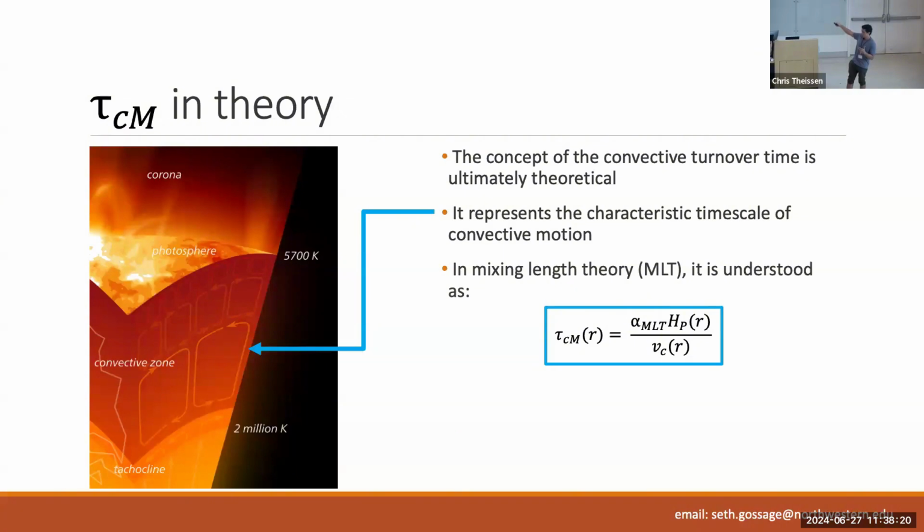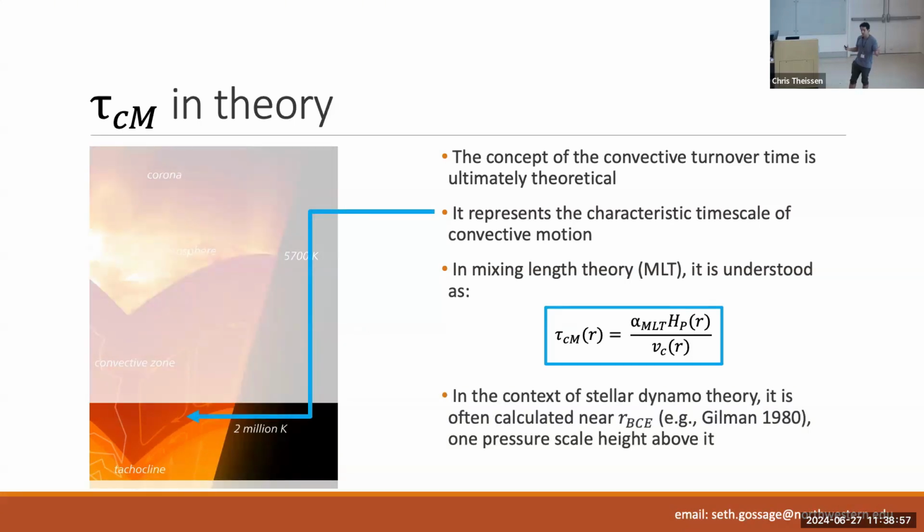In the context of mixing length theory, it's basically the pressure scale height divided by the convective velocity at position R within the star, times this free parameter alpha MLT, which is a value that usually ranges between 1 and 2. So as you can see, this is a quantity that in theory can be calculated at any position in the star. Our empirical turnover times are essentially just one value. So it begs the question of where in the star these empirical turnover times correspond to, in the context of this theory.